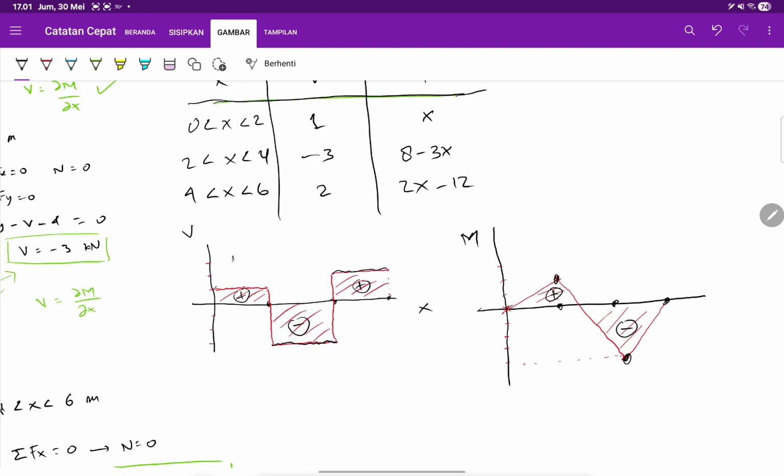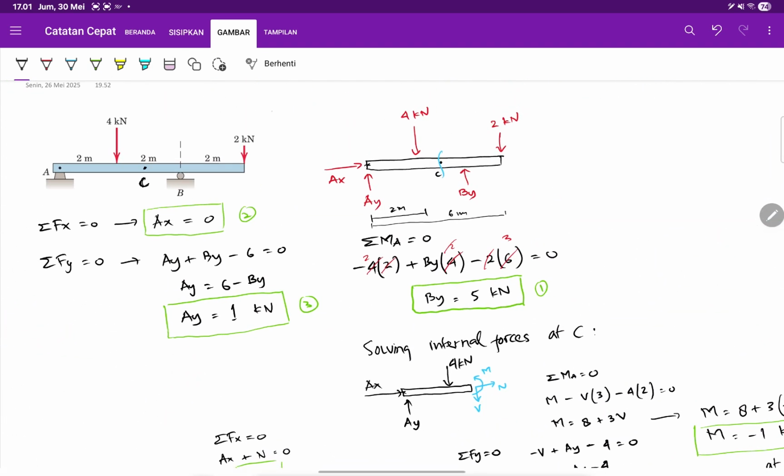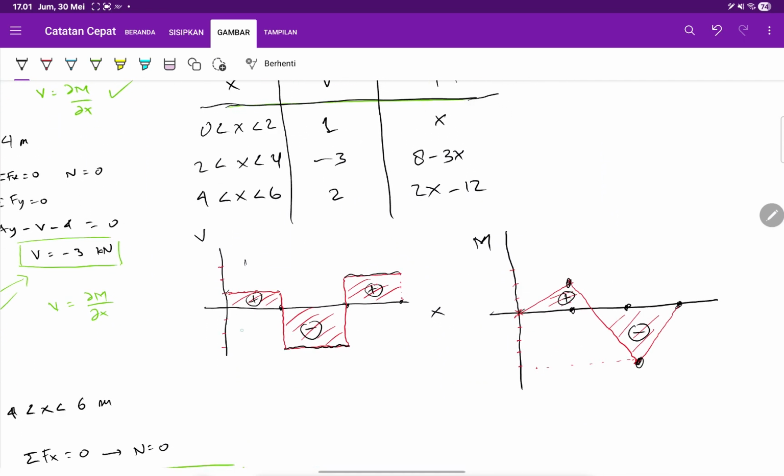The N is 0 in this case because all the loadings are vertical, in the y direction, so there are no normal forces working on this problem. So n is 0 from x equals 0 to x equals 12. We don't draw it here because the values are 0.